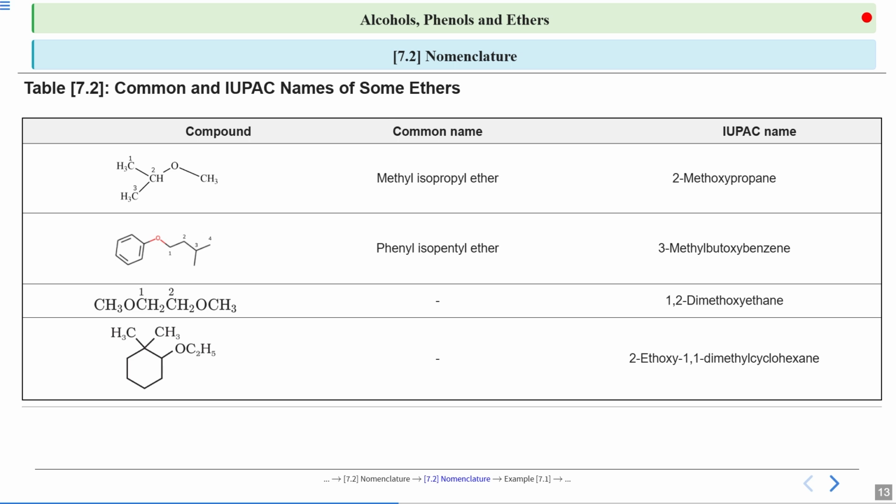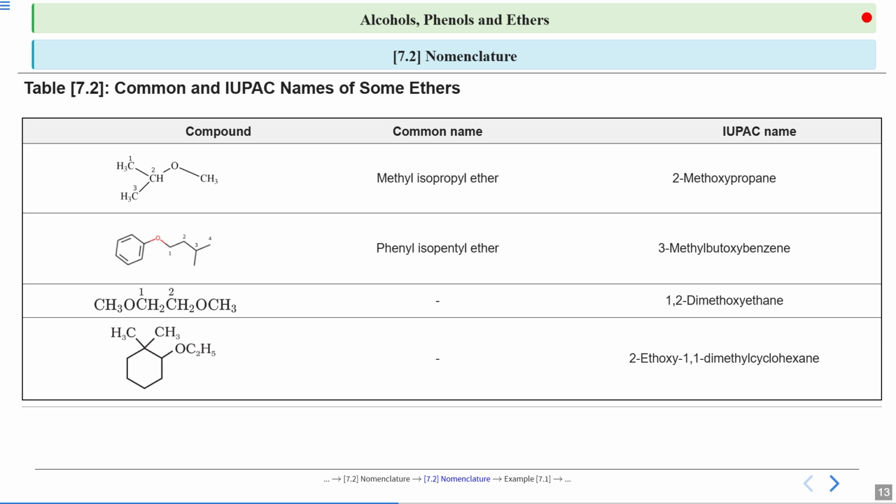Next compound is the compound in which 2 oxygens are present. So 2 ether groups are present. It doesn't have a common name, but the IUPAC name of it is 1,2-dimethoxyethane, because the parent chain will be a 2 carbon chain, and at both the carbons we have one OCH3. So 1,2-dimethoxyethane.